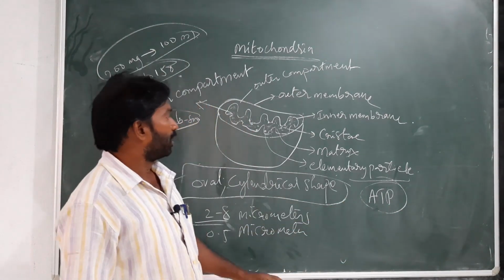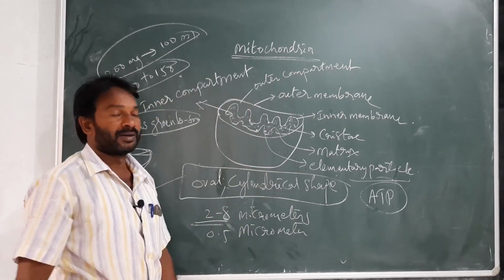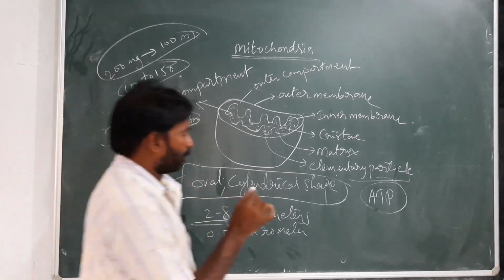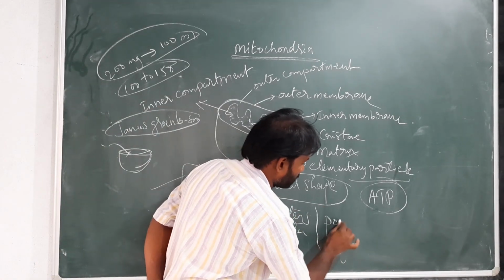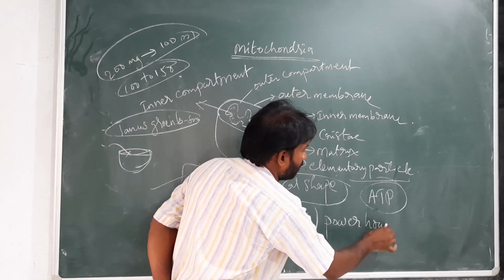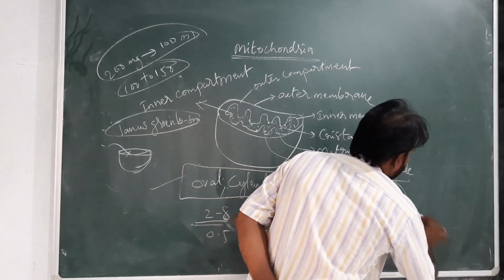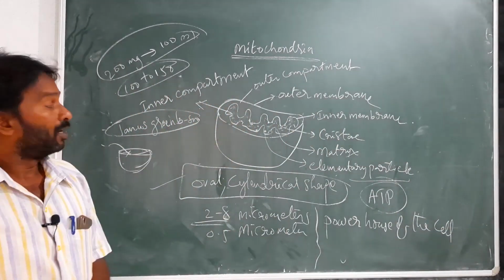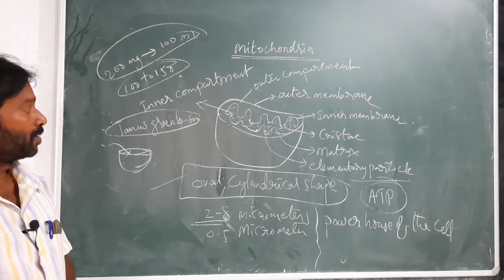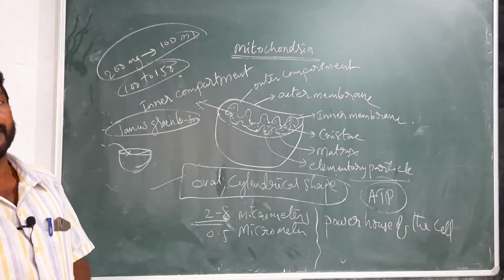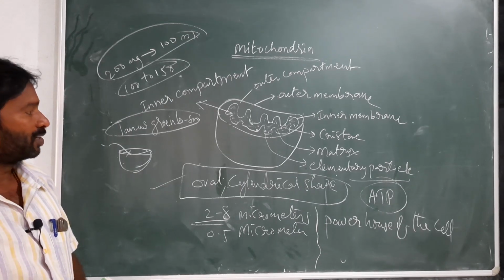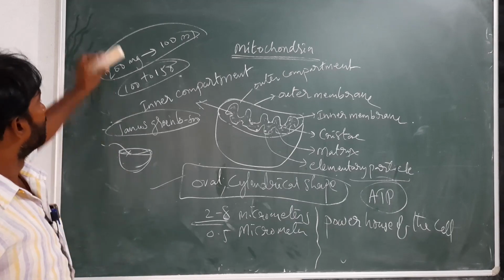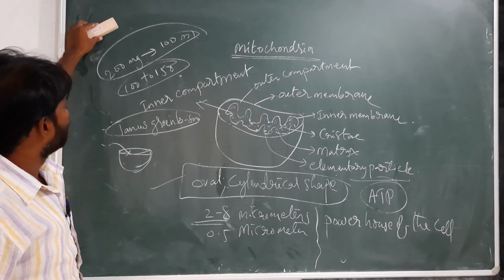That's why mitochondria is called the powerhouse of the cell. In the mitochondria, cellular respiration takes place within the mitochondria only. Energy is stored there. That's why this is the powerhouse of the cell. This is the structure of the mitochondria and its functioning.